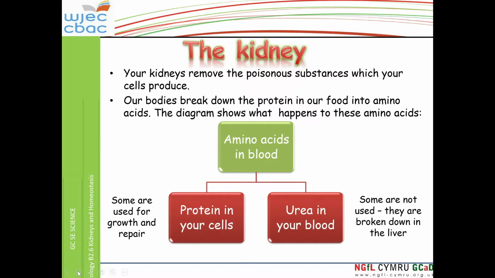So we can see on this little flowchart here, amino acids in our blood come from the food that we eat, the proteins that have been broken down in digestion, particularly in the stomach and in the small intestine. Some of the amino acids are converted back into protein and used for growth and repair, protein in your cells. And some of those amino acids are taken to the liver and they're broken down, they're deaminated and turned into urea. Now, urea is quite poisonous in your body, and so it needs to be removed. So from the liver, the urea is taken to the kidneys, travelling in your blood.